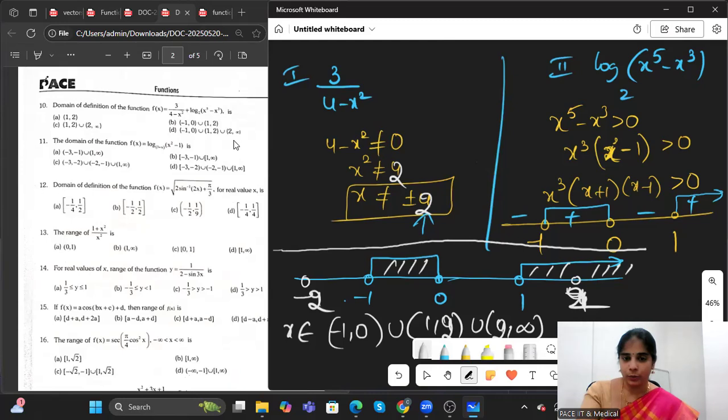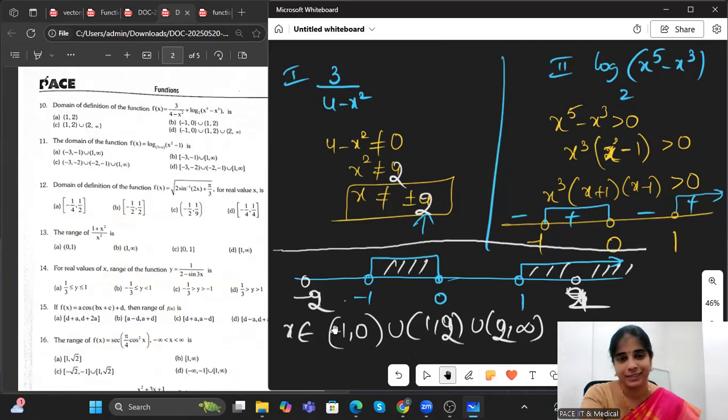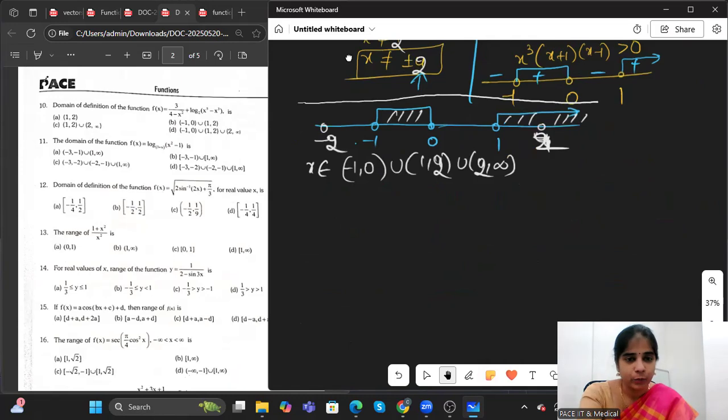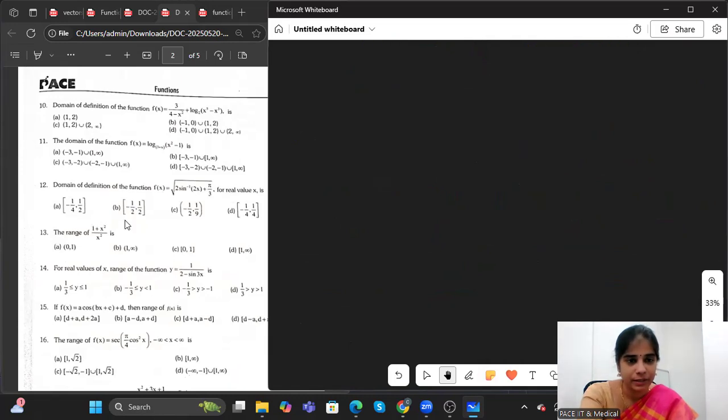So x square not equal to 2 there, right? So carefully go ahead with the next question. Please do not do such errors, right? Now question number 11.